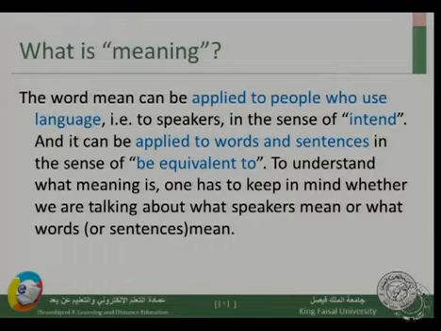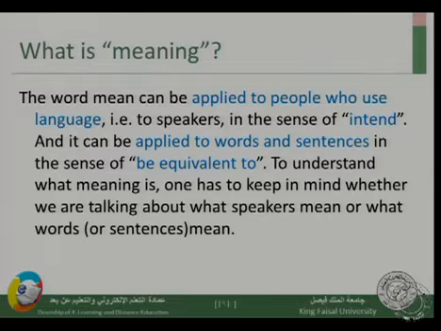What do you intend to say to me? What are you trying to say to me? So this is the first use of the word mean. It is applied to people who use the language in the sense of intent. There's also another use. It can be applied to words and sentences in the sense of be equivalent to. So if you say, what does this word mean?